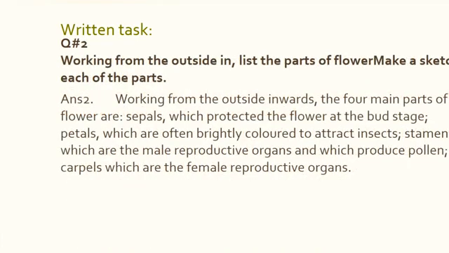The question is, working from the outside in, list the parts of the flower, and make a sketch of each of the parts. Working from the outside inwards, the four main parts of a flower are sepals, which protect the flower at the bud stage, petals, which are often brightly colored to attract insects, stamens, which are the male reproductive part and which produce pollen, and carpels, which are the female reproductive organs.